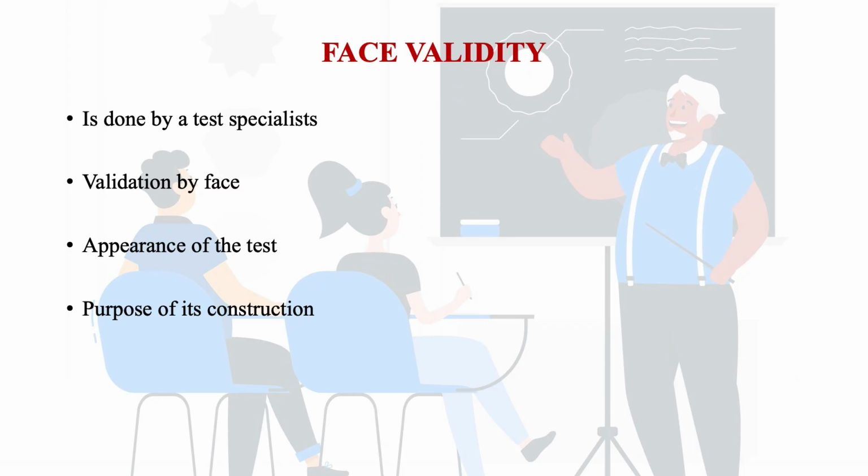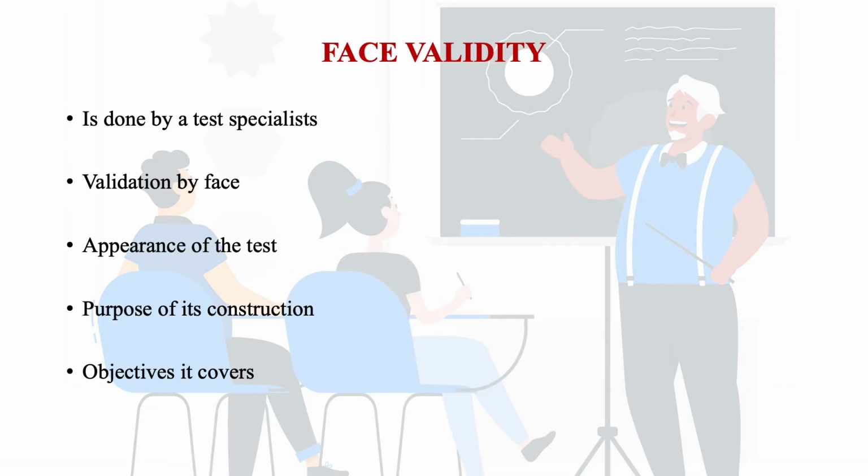Then further, consider the purpose of its construction. Let us say you have constructed a tool for measuring achievement of the students, or intelligence of the students, or aptitude of the students. So here the subject experts or the specialist will go through the items. If it is an achievement test, the expert will check whether the items are related to the achievement test or not, whether the items are related to the subject of that standard of students or not. Just by going through the items and appearance, the expert will say that yes, the test has face validity.